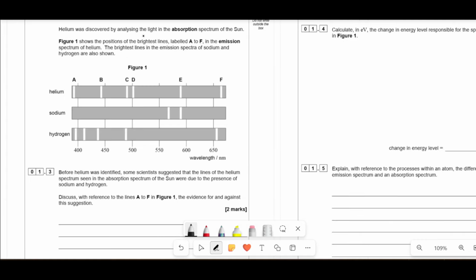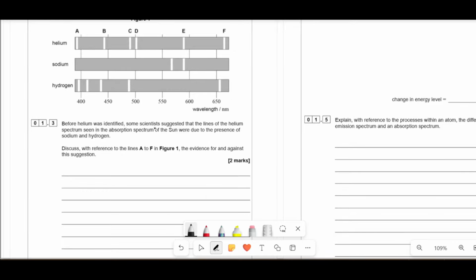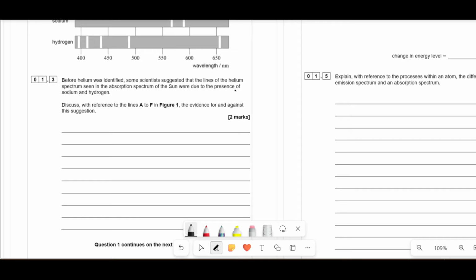So helium was discovered by analyzing the light in the absorption spectrum of the sun. Figure 1 shows the positions of the brightest lines labeled A to F in the emission spectrum of helium. The brightest lines in the emission spectra of sodium and hydrogen are also shown. Before helium was identified, some scientists suggested that the lines of the helium spectrum seen in the absorption spectrum of the sun were due to the presence of sodium and hydrogen. Discuss with reference to the lines A to F in Figure 1 the evidence for and against this suggestion.